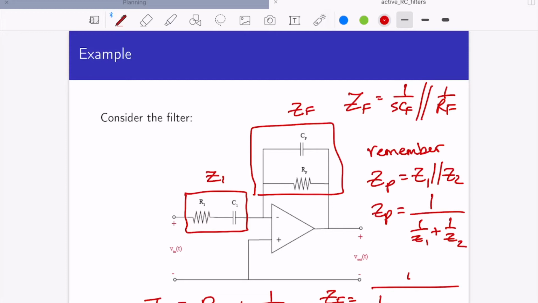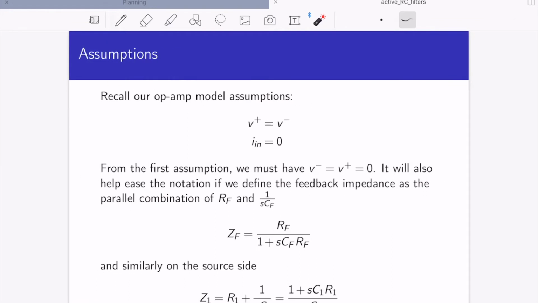1 over SCF plus 1 over RF. Okay, I noticed a little mistake here. I should have written RF, not 1 over RF. So ZF will be equal to 1 over SCF plus 1 over RF. This term right here is just SCF. Then we can multiply through by RF over RF, and we end up with this expression for ZF.